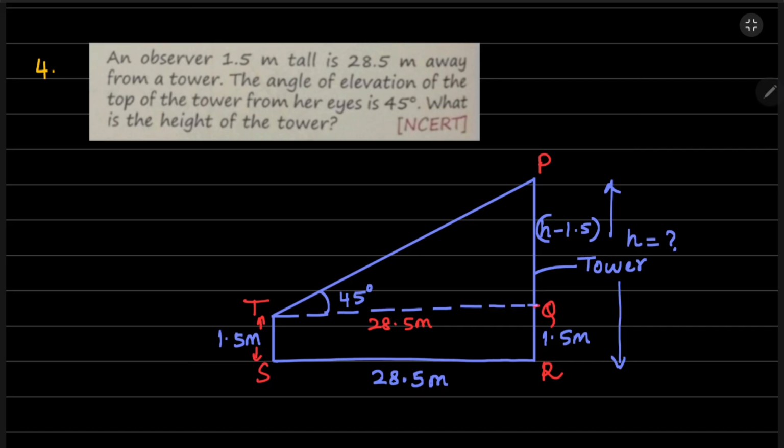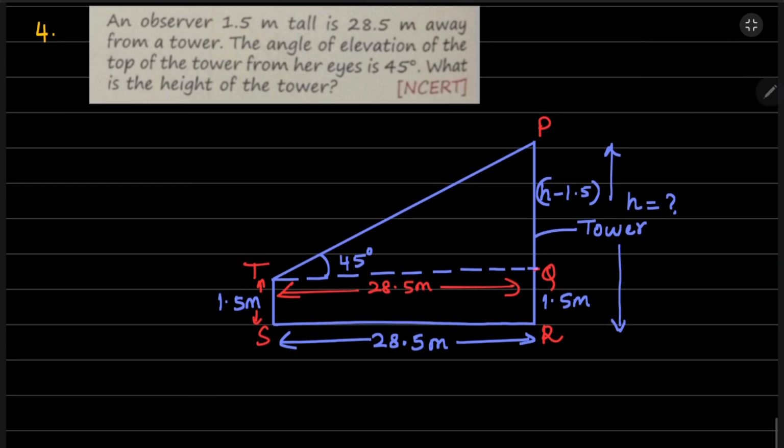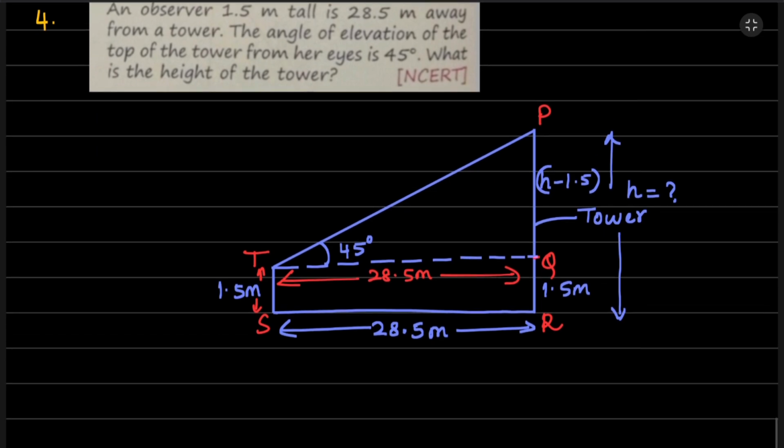So we have written everything, drawn everything. Okay. So the angle of elevation to the top of the tower is 45 degrees. That's all that is given. And how far is the observer from the tower? 28.5 meters. So we have drawn every detail that is mentioned in the question. What is asked now? You have to find the height of the tower. Okay. So what can we do? What is the right angle triangle that you see here? TPQ is a right angle triangle.